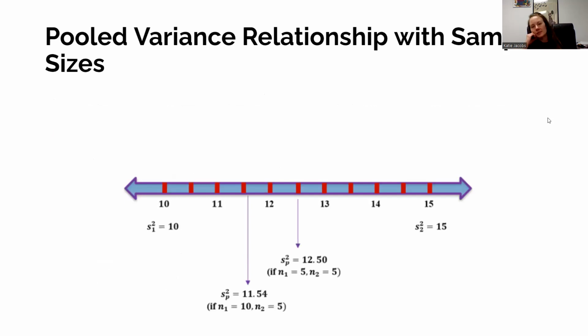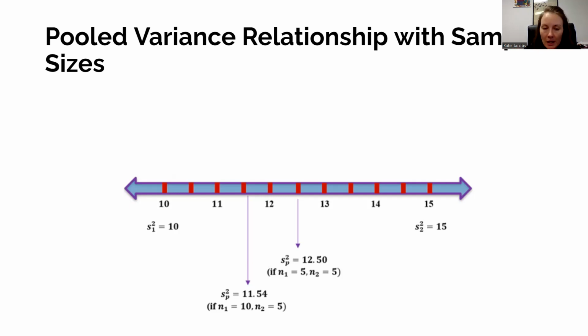So here is an example of this pooled variance relationship with sample sizes. We see here in the middle of our number line that if our first group has the same sample size as group 2, we look at the 2 different variances, right? On the far left, group 1 has a variance of 10, and group 2 has a variance of 15. If both of them have the same sample size, then the pooled variance is going to be right in the middle. It's going to be the average, or the mean, of those 2 variances.